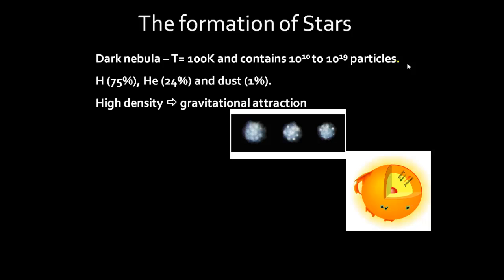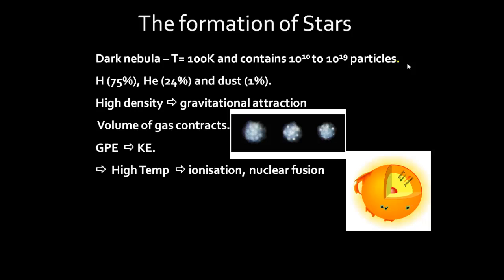So, due to this gravitational attraction and this high density, this volume contracts. As the gravitational potential energy turns into kinetic energy, the temperature rises. So eventually it ionizes and then nuclear fusion. If the temperature and the pressures are high enough, you get nuclear fusion.